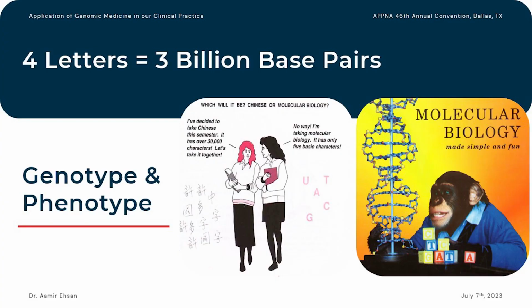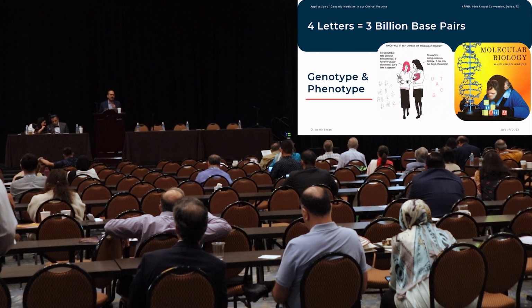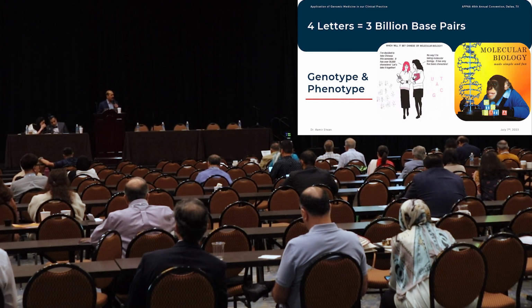So basically, this is a slide illustrating how simple two undergrad kids are going to decide to go major and take Chinese versus molecular biology. And let's do it together because molecular biology is very simple, only 4 or 5 letters. Not realizing how challenging and how complex it can be just based on 4 or 5 letters. So on the top, I'm saying that even though there are only 4 letters, there are about 3 billion base pairs of genomic profile, which is present in our DNA.